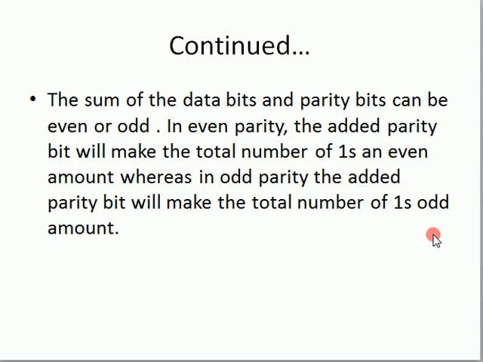So it means the data word, any word that contains the data bits, and the parity bit, which may be even or odd. In even parity, the added parity bit will make the total number of ones an even amount, whereas in odd parity, the added parity bit will make the total number of ones an odd amount. You can get this even parity and odd parity when we go to the truth table. In that truth table, you will understand it very clearly.